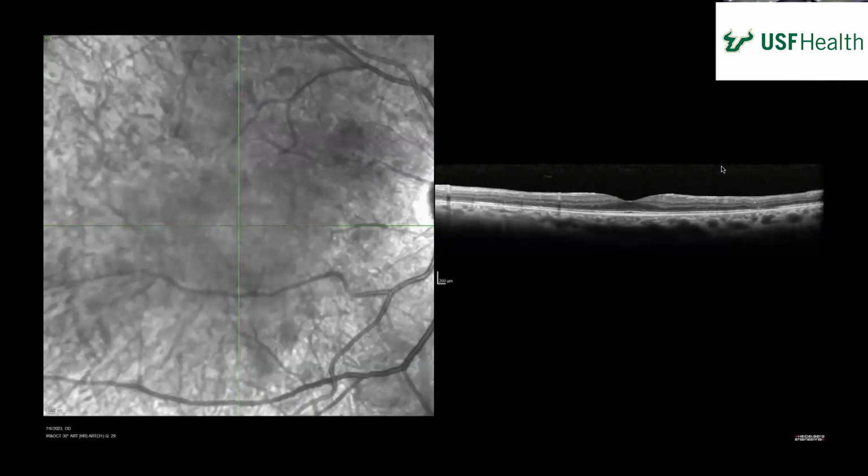Let's go to the other. I don't know if you saw it in the other eye there. I don't know if there's any outer retinal loss on the side. Maybe over here. Yeah, a little bit over there. I see that. Yeah, ratty over there. I'd buy that.